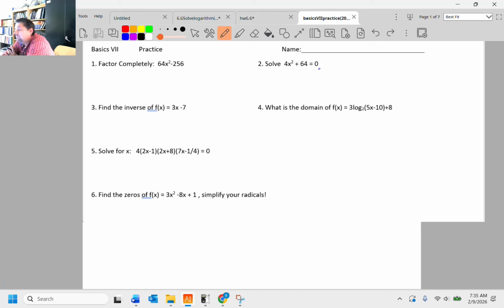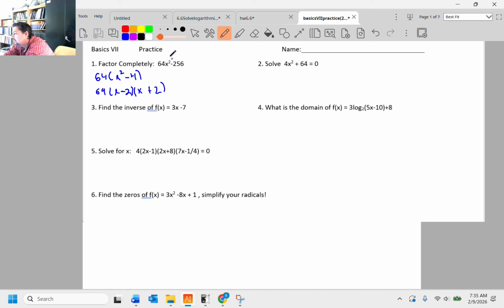All right, so we've got to factor completely 64x squared minus 256. Now, there's a couple ways of doing this. If you've got number sense, the easiest thing to do is to pull the 64 from the get-go. That'll give you 64 times x squared minus 4, because 64 times 4 is 256. And x squared minus 4 is a special factoring pattern. It takes an x and x to make an x squared. Minus 2 plus 2 will do it, because negative 2 plus 2 is nothing in the middle, and negative 2 times 2 is the negative 4.